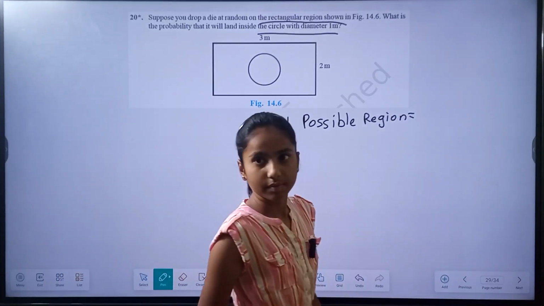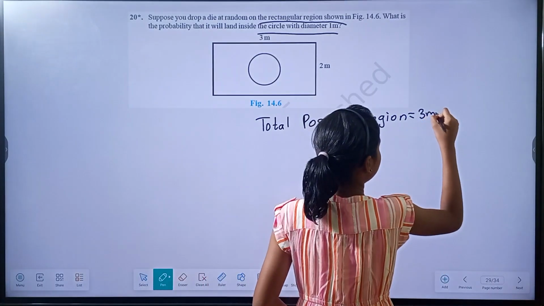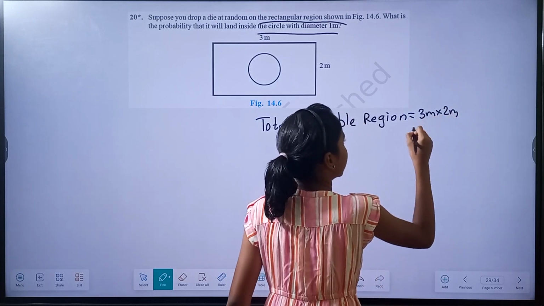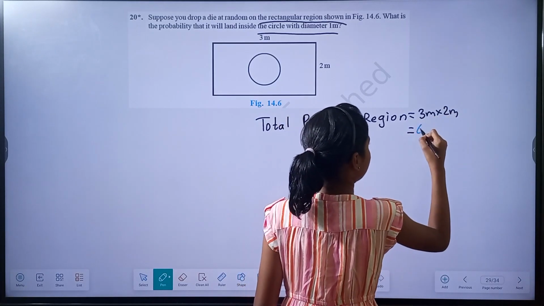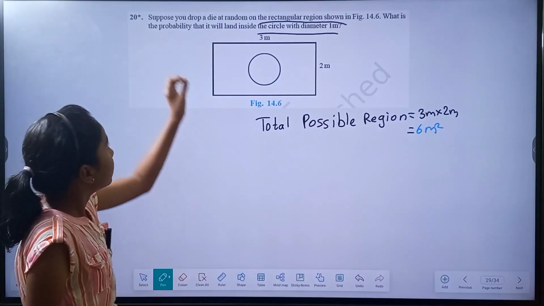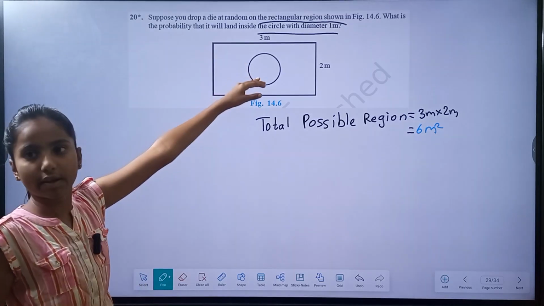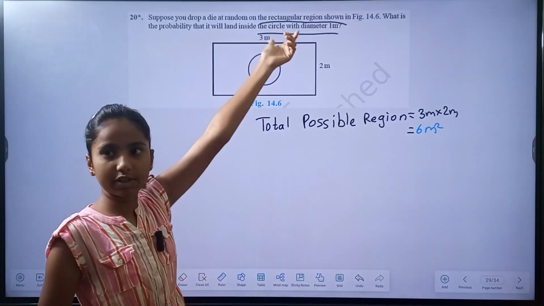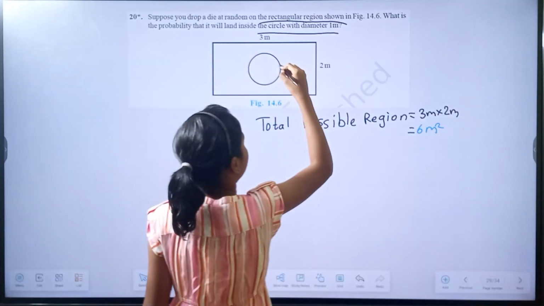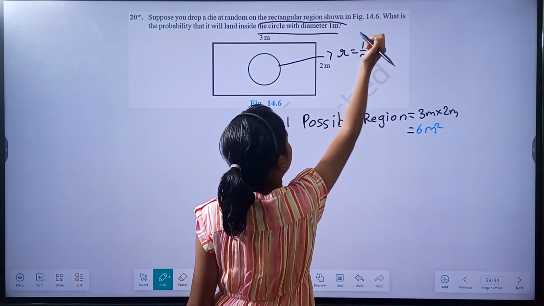Area of the rectangle is 3 into 2, 3 meters into 2 meters, which is equal to 6 square meters. And the die will land inside the circle. So they have told the diameter is 1 meter. So the radius of the circle is 1/2 meters.